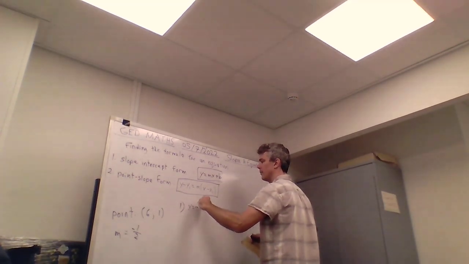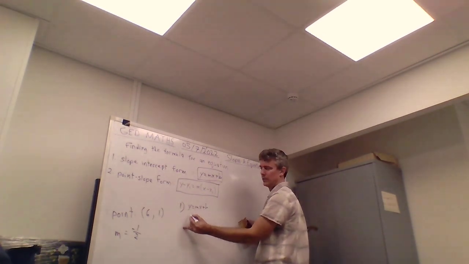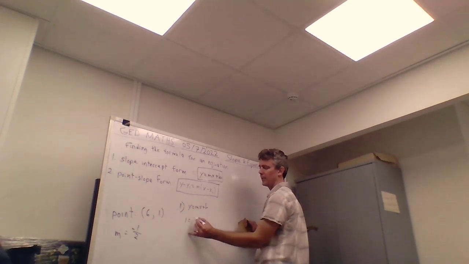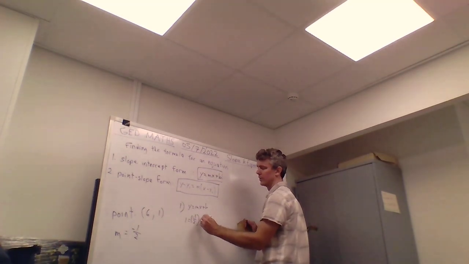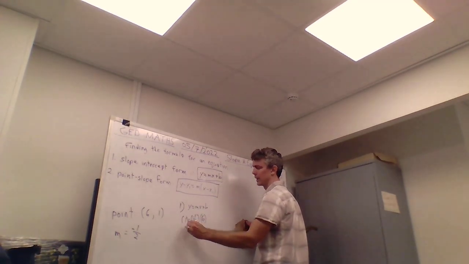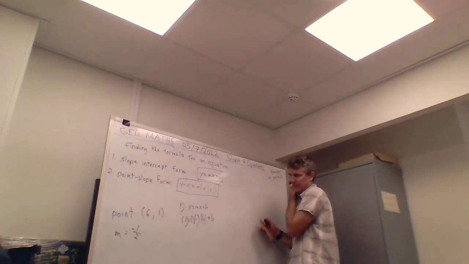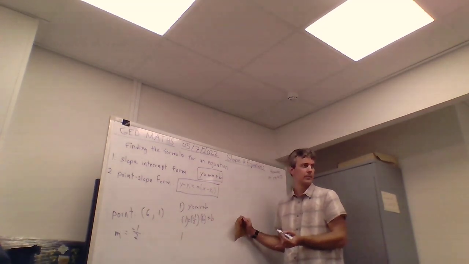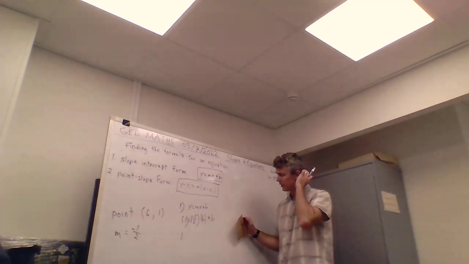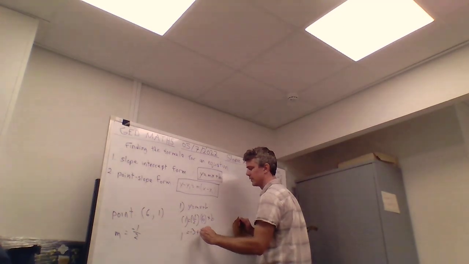y equals mx plus b. Okay? Substitute it. What is y? y is 1 equals, what is m? Minus 1 over 2 times 6. I'll put them both in brackets. Everything can be in brackets since we're substituting. Plus b. And now I solve for b. Okay, so 1 is 1. What is minus 1 over 2 times 6? Minus 3, right? Because 6 divided by 2 is 3. So that equals minus 3 plus b.